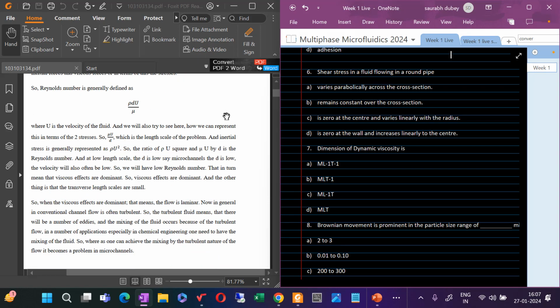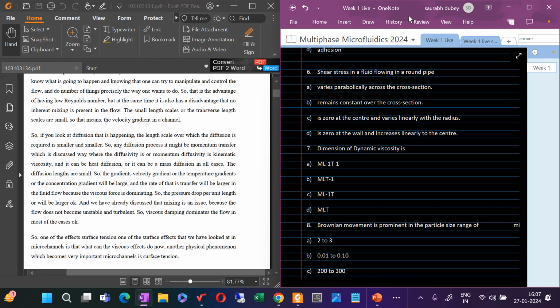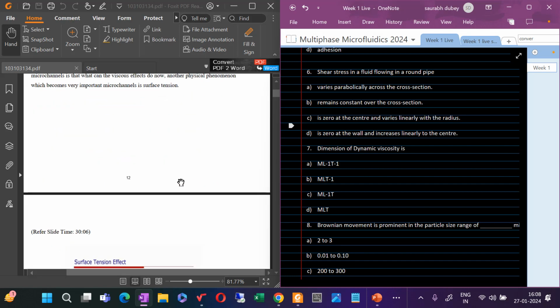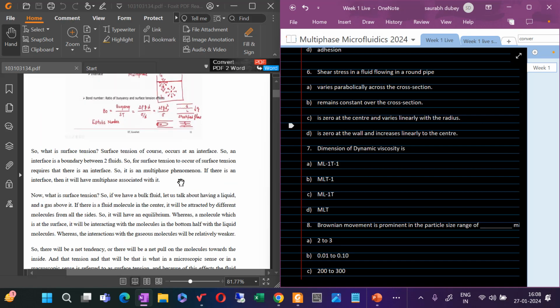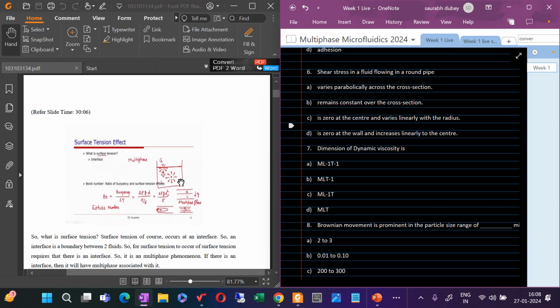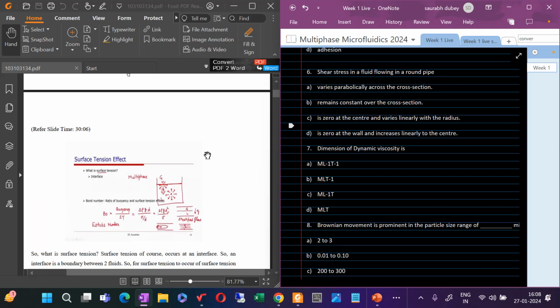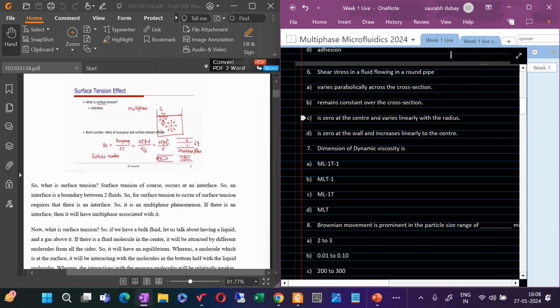Shear stress in a fluid flowing in a round pipe is zero at the center and varies linearly with the radius. Is the screen visible, sir? Yes, it's visible. Zero at the center and varies linearly with the radius.